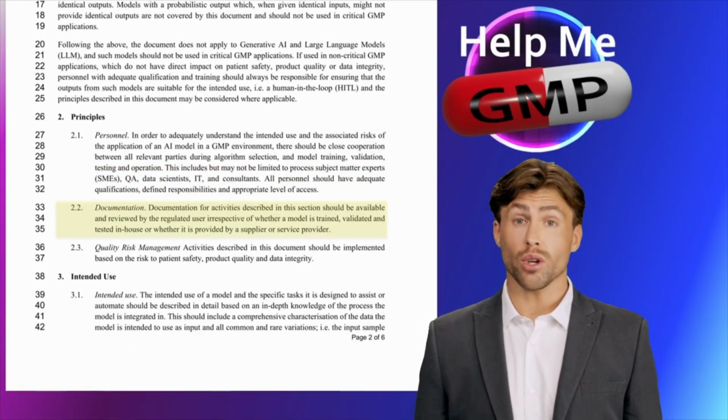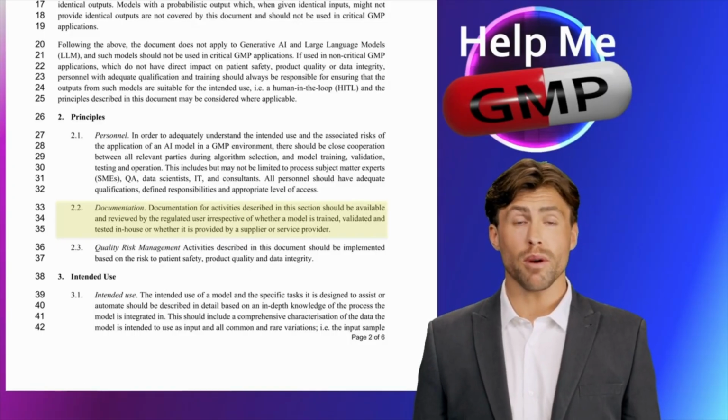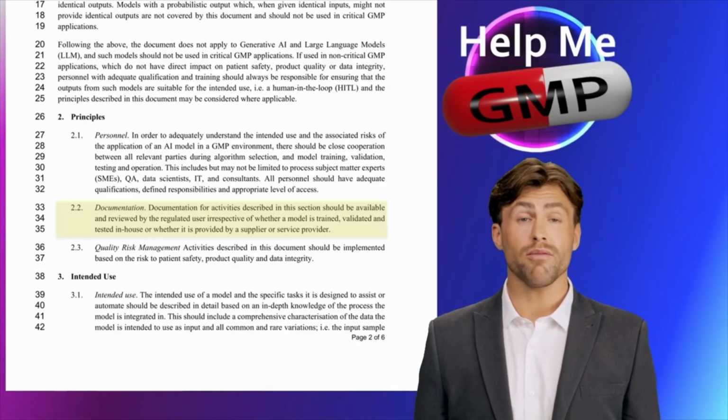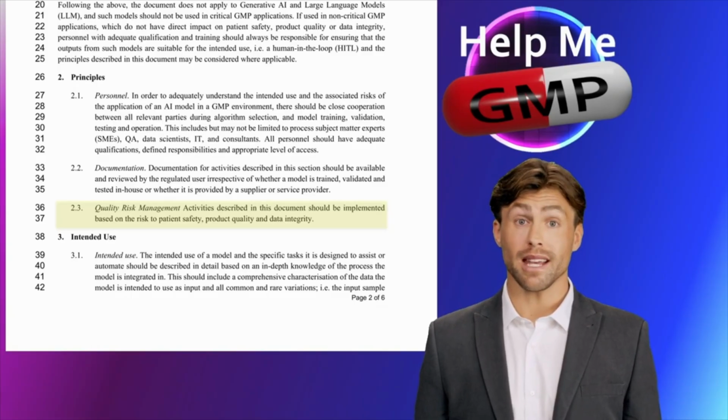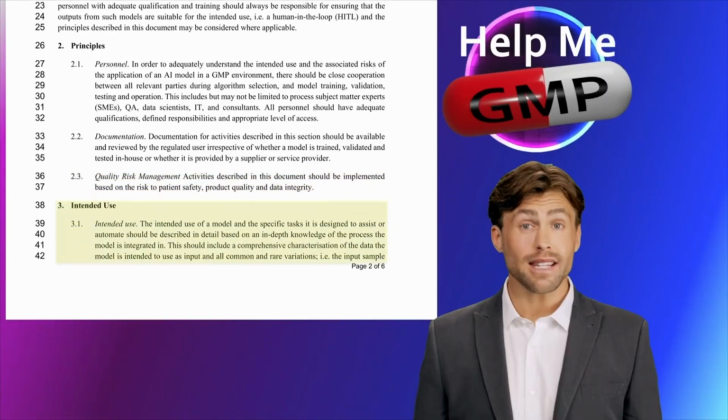Documentation. Documentation for activities described in this section should be available and reviewed by the regulated user, irrespective of whether a model is trained, validated, and tested in-house, or whether it is provided by a supplier or service provider. Quality risk management. Activities described in this document should be implemented based on the risk to patient safety, product quality, and data integrity.